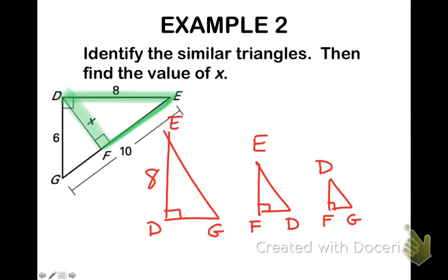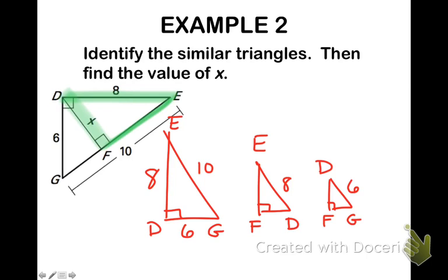Where else do I have a DE? The hypotenuse of the middle. Do I have a DE anywhere else? Okay. DG is 6. Where else do I have a DG? Hypotenuse of the small. GE is 10. Do I have any other GEs anywhere?